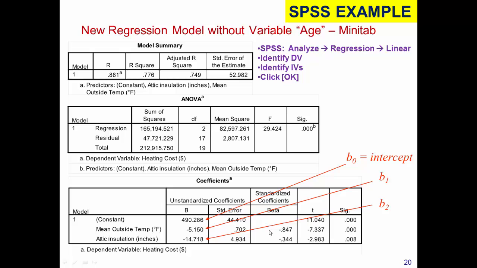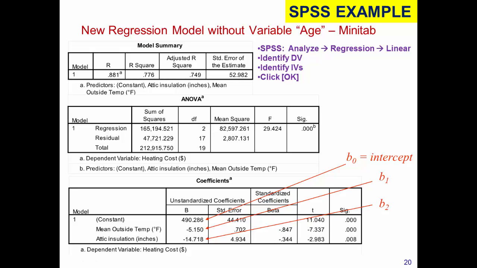So what's an interpretation that we could make of the standardized coefficients? Well, as temperature increases by 1 standard deviation, heating cost decreases by 0.847 of a standard deviation, which we get from our standardized coefficients column.